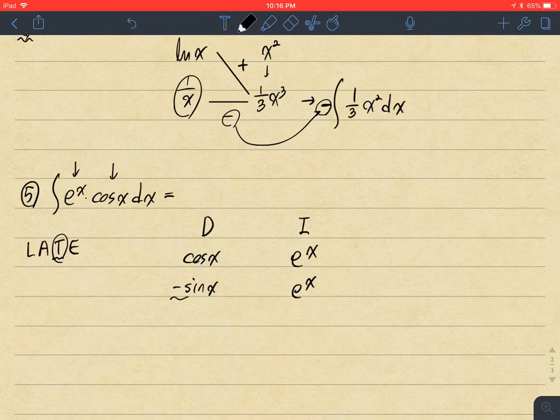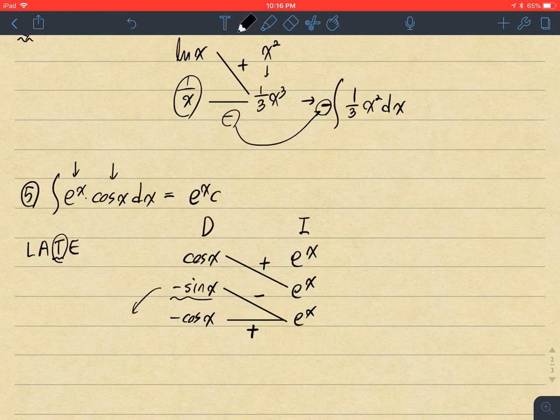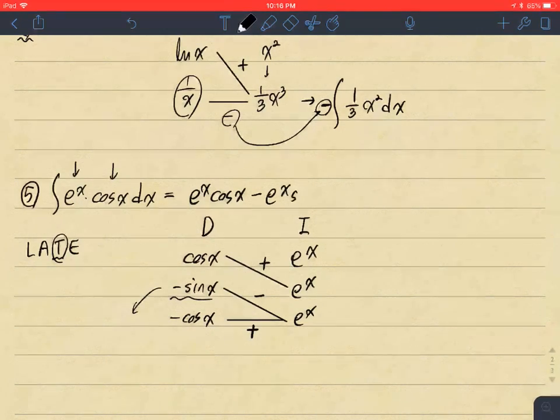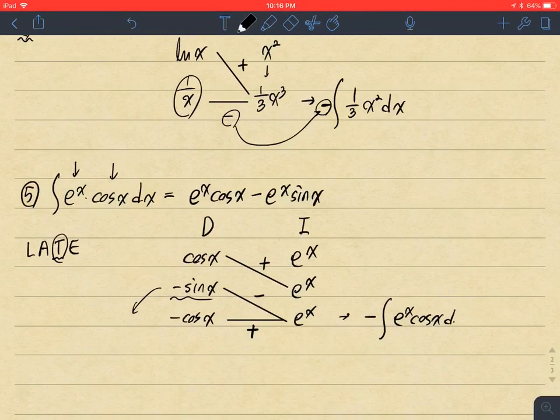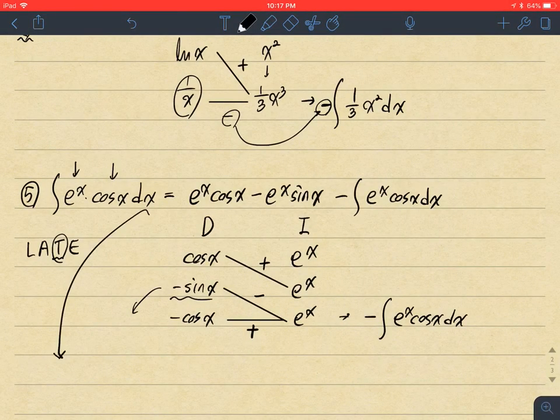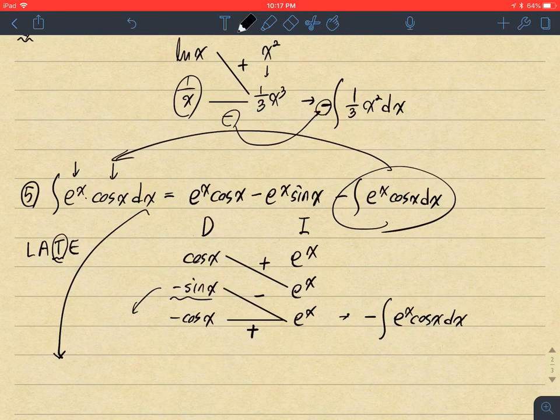So I'm pretty sure it never becomes 0, but I will keep doing it. I will tell you why. And you just connect those two with plus, connect those two with minus, and connect those two with plus. Then you got e to the x cosine x minus e to the x sine x. Also this one becomes minus integral e to the x cosine x dx. So minus integral e to the x cosine x dx. So you just move this to the left side and divide by 2. So the integral of e to the x cosine x dx is 1 over 2 e to the x times (cosine x minus sine x).